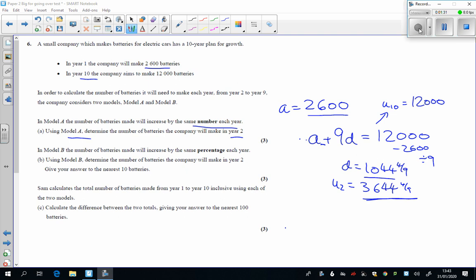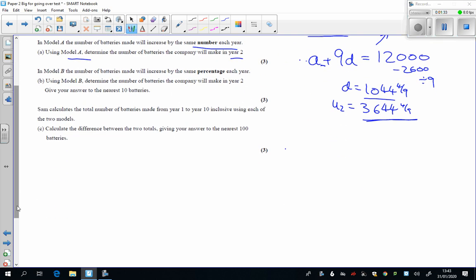But for part B, we've got exactly the same data, but this time, instead of adding 9 times, we're going to multiply 9 times. And so we've got 12,000 here. So this time we're dividing by 2,600 and then taking the 9th root of that answer. So the 9th root of 60 over 13 gives me that r is 1.1852.